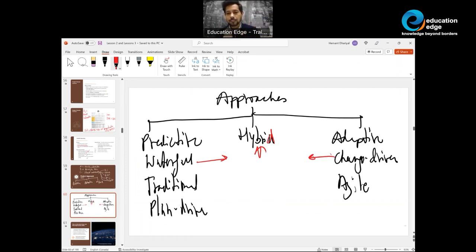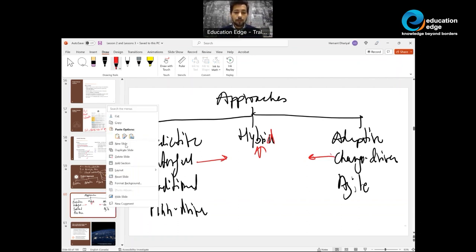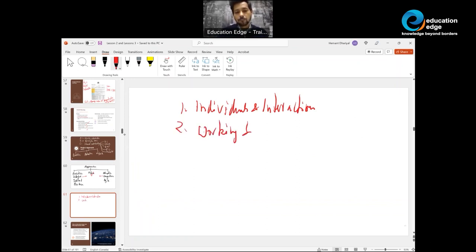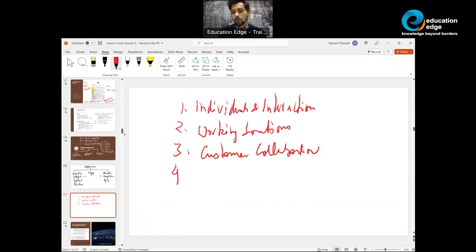The idea is to use the agile mindset as much as possible on our projects, right? What is that agile mindset or agile value system? I feel that the agile value system could be applied to both predictive and adaptive projects, because the agile value system is based on individuals and interactions, working solution, customer collaboration, and our ability to respond to change, stay nimble. So here we go: individuals and interactions, working solutions, customer collaboration, responding to change.